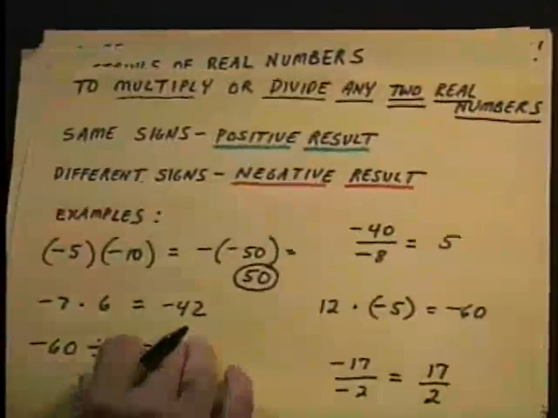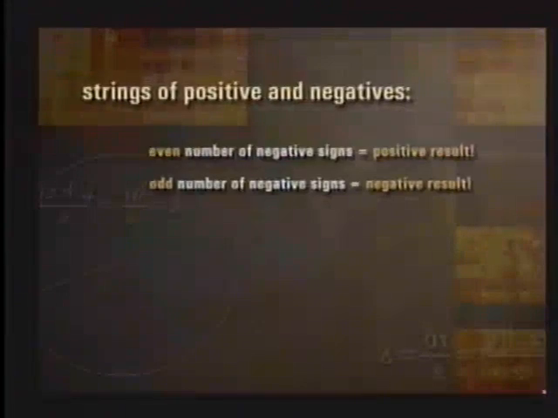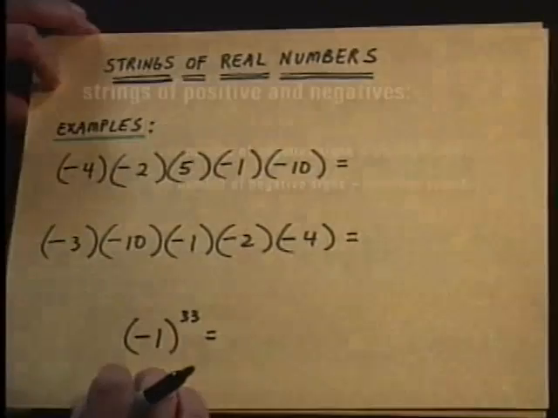All right, so let's go back to another graphic here. The next graphic, well, it's nice if you have two numbers, Young, but what if you have more than two? Well, then, if you have strings of positive and negative numbers, an even number of negative signs gives you a positive result, versus an odd number of negative signs gives you a negative result. So let's check a few of these type problems out.